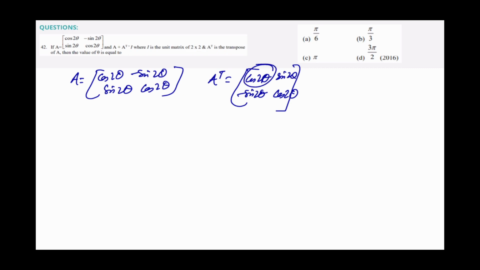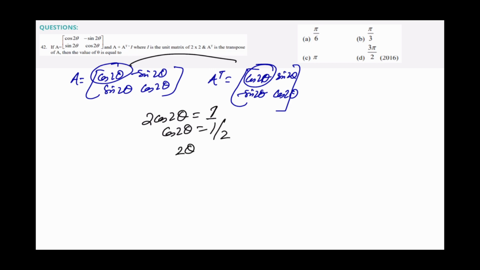So we'll just solve for the first one, okay? First element. I'm showing all this, you don't have to do. Just the first element, if you add these two, you'll get 2 cos 2 theta is equal to I, which means 1. So cos 2 theta is equal to 1 by 2. And 2 theta is equal to what? When we get half, pi by 3, 60 degrees. So theta is equal to pi by 6. Clear? So the answer is 1. That's it. Done. Nothing more than that.